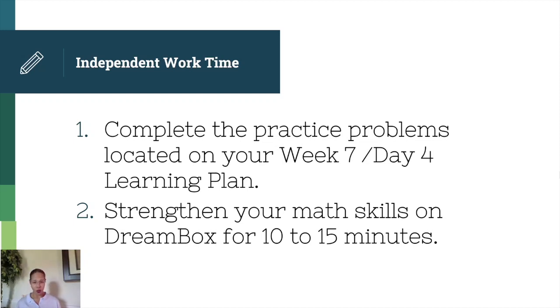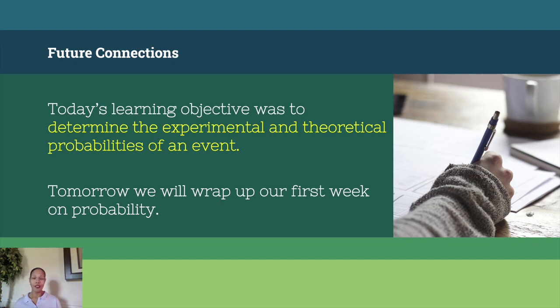Now, once you finish your quizzes activities, you're going to complete your independent practice activities. Remember, your independent practice is an important part of your lesson, and you've been working on them throughout the week. Be sure to show how all of your work is connected so that you can easily identify areas that you may need to revisit. And remember, recognizing mistakes is proof that you're growing. So let's take a look at where we're at. Today's lesson objective was to determine the experimental and theoretical probabilities of an event. And tomorrow, we're going to wrap up our first week on probability with some more practice.